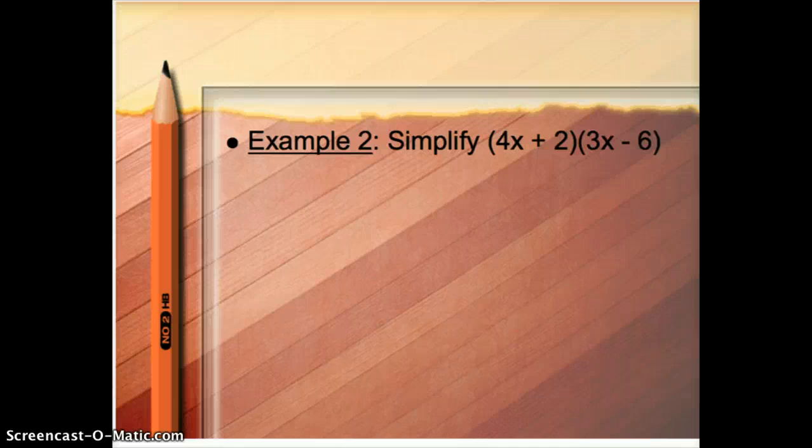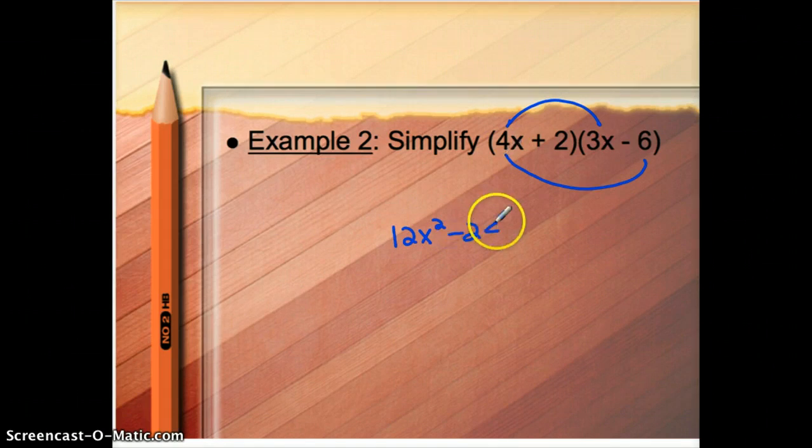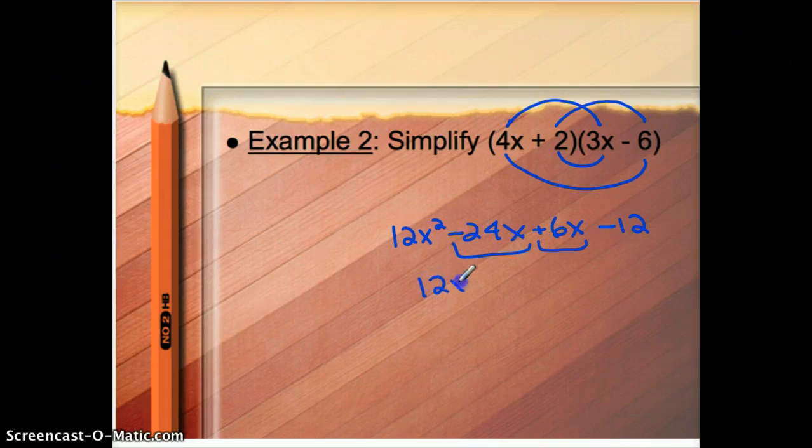Okay, and then check. All right, so I'm going to multiply 4x by 3x first. I get 12x squared. And I'm going to do 4x times a minus 6. That's negative 24x. 2 times 3x, that gives me positive 6x. 2 times negative 6, that gives me negative 12. I need to combine my like terms. I'll be careful, that's a negative 24 plus 6, so I got 12x squared minus 18x minus 12. That should be my simplified answer, and hopefully you got it.